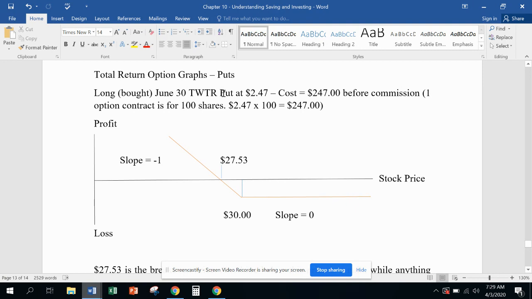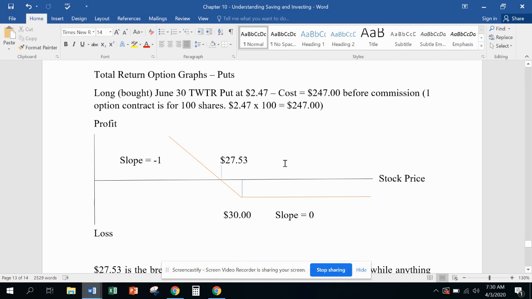Okay. So I think this might go down, and I want to make sure that I lock in my profits. Okay, so it's costing me one option is trading at a value of $2.47. So since each options contract represents 100 shares, it's 2.47 times 100. So it's going to cost me $247 to protect this position.